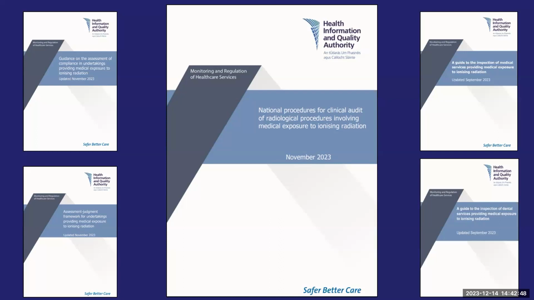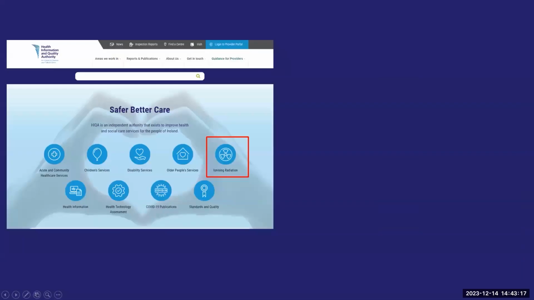I haven't yet mentioned these two documents, but these are also useful. The Guide to the Inspection of Medical Services Providing Medical Exposure to Ionising Radiation, and a similar document for dental services providing medical exposure to ionising radiation. So these two documents step through the process that is followed around inspection, and it can be very useful for undertakings and staff working in the services to get a sense, if you haven't already been inspected, as to what an inspection might look like, what are the different stages in that inspection, and what do you need to consider. So these documents are available on the HIQA website.